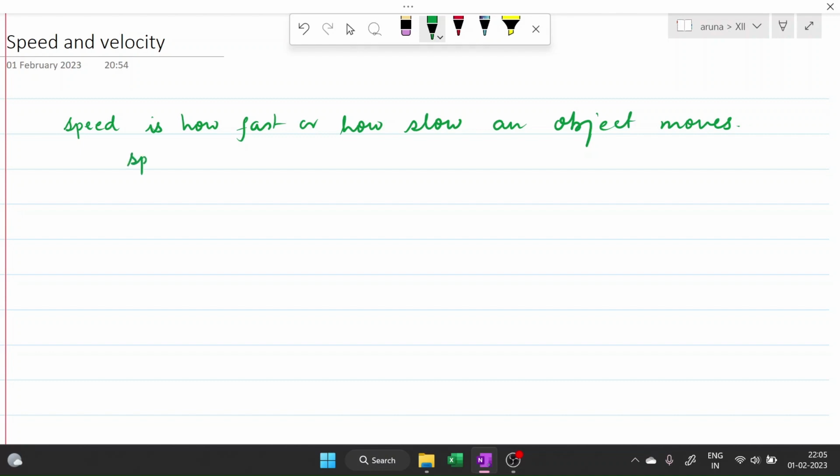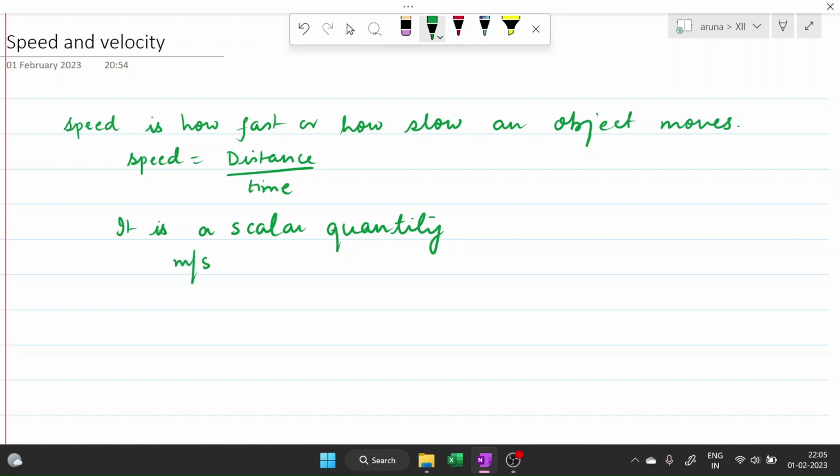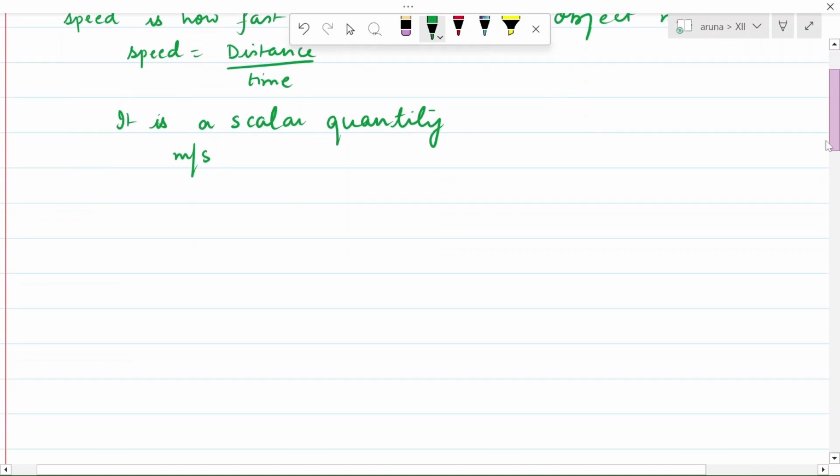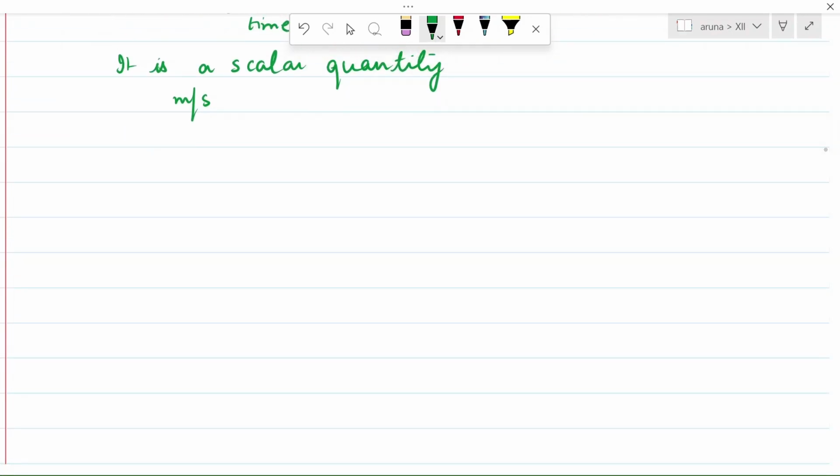So you define speed as distance upon time. Now since we are considering distance to define it, it is a scalar quantity. And the unit is meter per second. When we talk about speed, we have certain specific types of speeds.